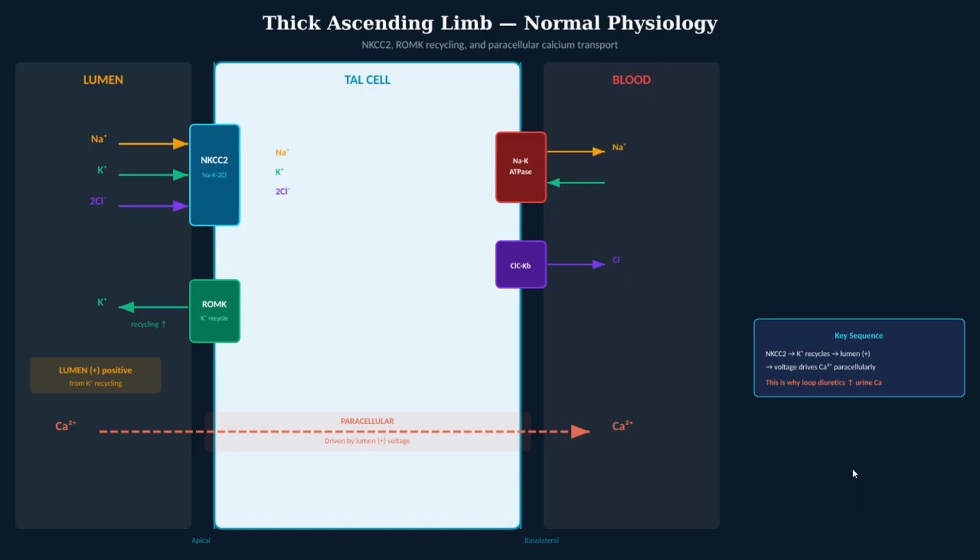On the basolateral side, sodium-potassium ATPase pumps sodium out to the blood, and chloride exits through the CLC-KB channel. Now, what happens when NKCC2 breaks?